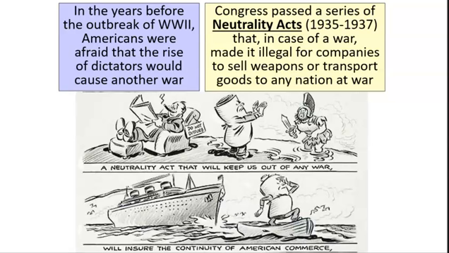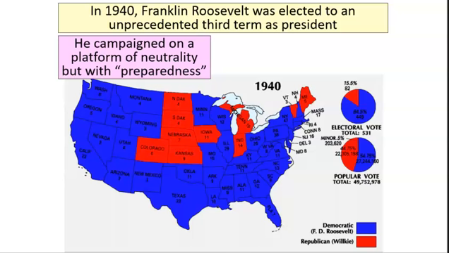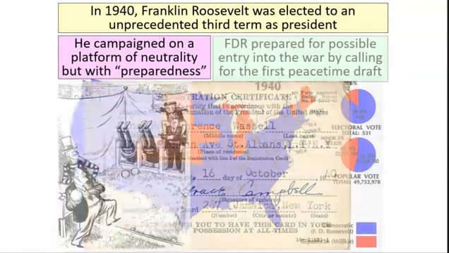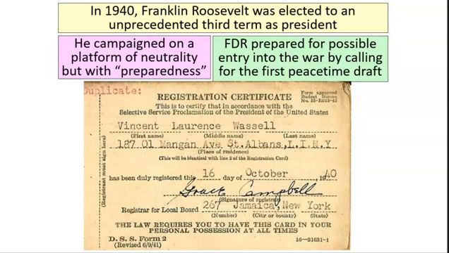War would start with the invasion of Poland by both Germany and Russia in 1939. And all of this is happening during the same time that Roosevelt is running for a third term as president in 1940. He's going to campaign on the platform of neutrality with preparedness. And we do even start having our first peacetime draft.